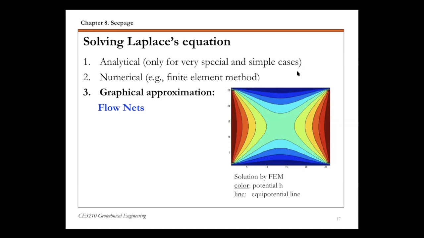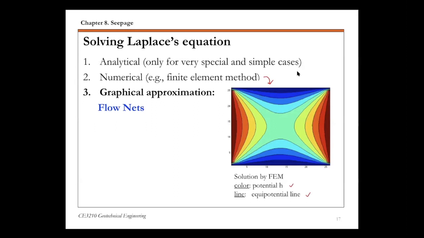And the second type, a more general and more accurate method, is numerical methods. One example of a numerical method is the finite element method. It's a name for a numerical method. And I included this figure here. This is basically a solution of the Laplace equation for a 2D flow problem by the finite element method. The color in this figure represents the potential, that's energy H. And the lines here represent equal potential lines.